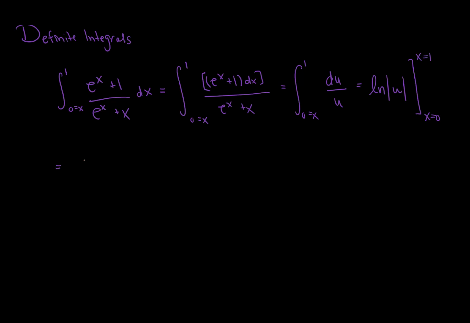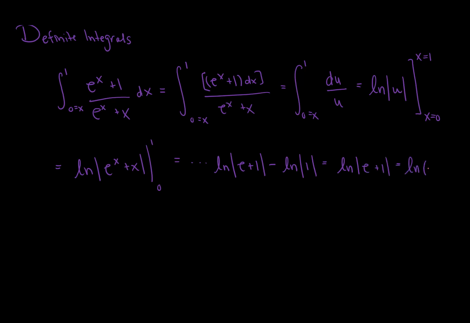Now, when I plug the x back in, I would have natural log of the absolute value of e to the x plus x. Then I can plug in the 0 and the 1. All right? So I would have the natural log of the absolute value of e to the 1 plus 1, minus the natural log of e to the 0 plus 0, which is the natural log of the absolute value of 1, which is 0. So this would just give me the natural log of the absolute value of e plus 1, which is positive. So I can just write it like this.